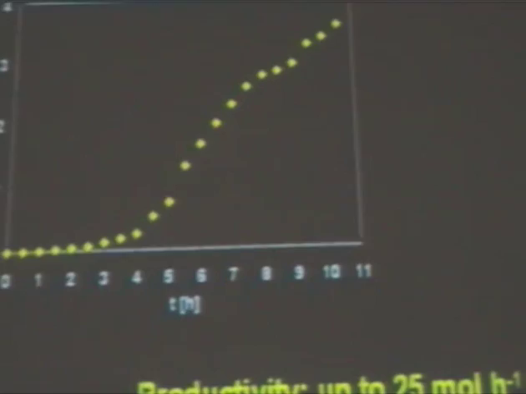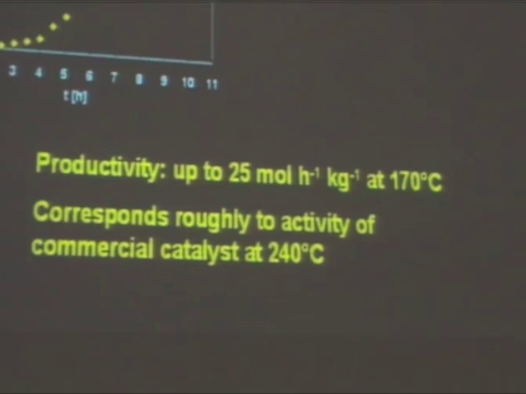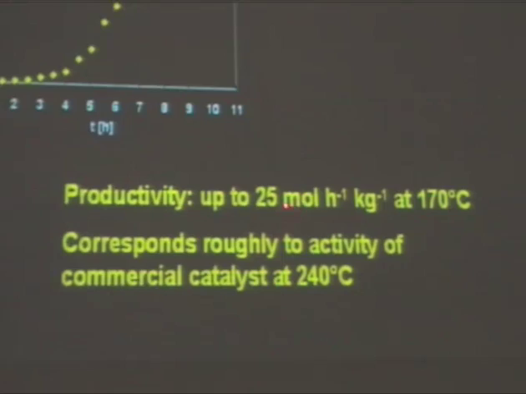The maximum productivity we obtained was 25 moles per hour per kilogram copper at 170 centigrade. And that corresponds roughly to the activity of the technical catalyst at 240 centigrade. That's about 30 moles methanol per hour and kilogram for the technical catalyst. So these copper nanoparticles are in fact extremely active in methanol synthesis without having zinc, which is considered to be essential for the technical catalyst. These are aluminum stabilized, so there is just copper with some aluminum on the surface.